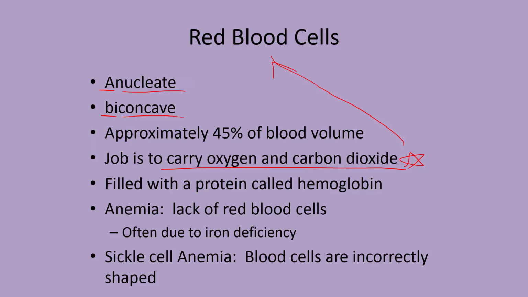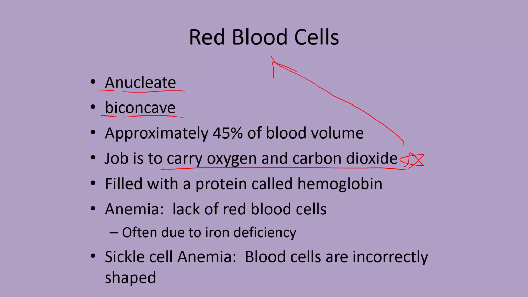Okay? It is filled with a protein called hemoglobin. On the next slide, I'll show you more about hemoglobin itself. And we have a couple of diseases here. Anemia, which is specifically a lack of red blood cells, and it's often caused by a deficiency in the amount of iron that you are getting in your diet.